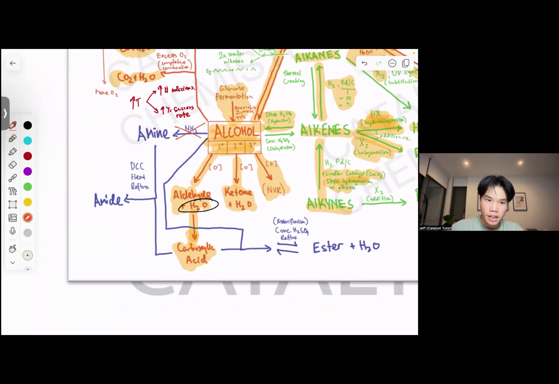You do need to know how to make an amide. This is important for our condensation polymers. So that is the reaction between amine and carboxylic acid using DCC and heat and reflux will make you an amide. And finally, to make an ester, you react carboxylic acid with alcohol with concentrated H2SO4 and reflux.